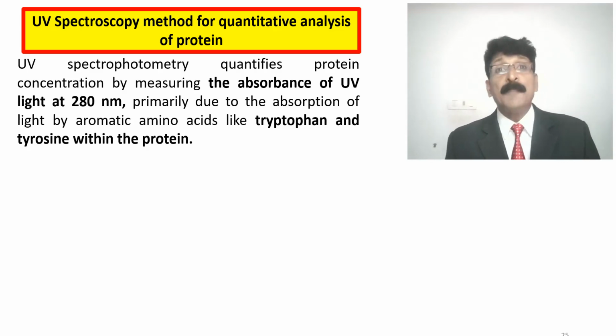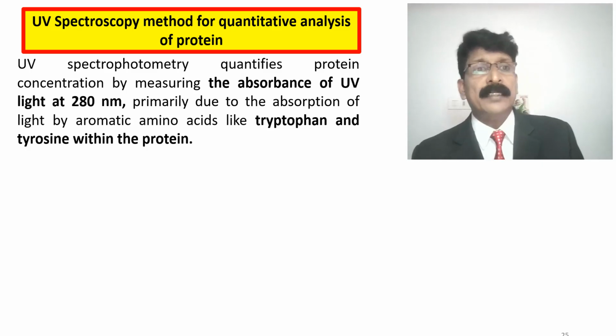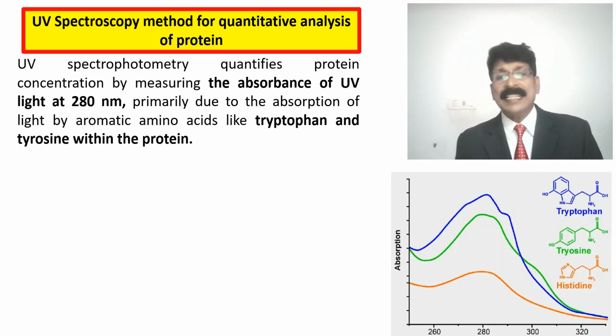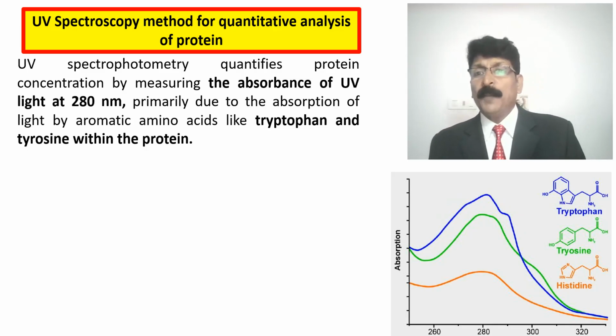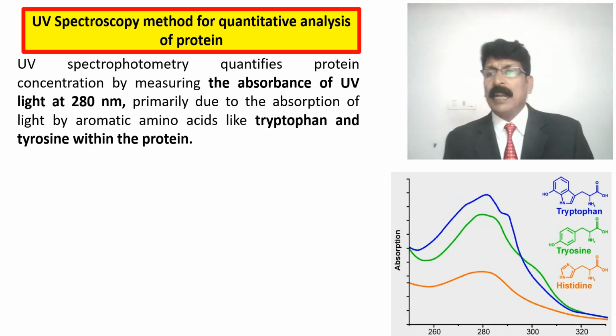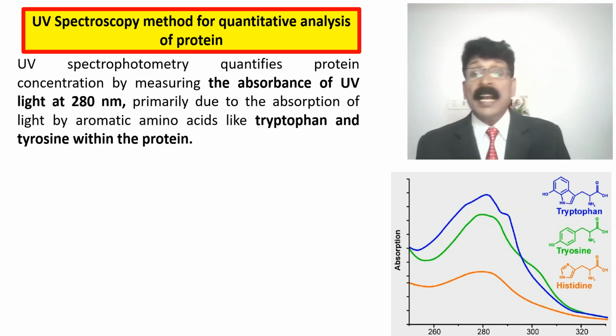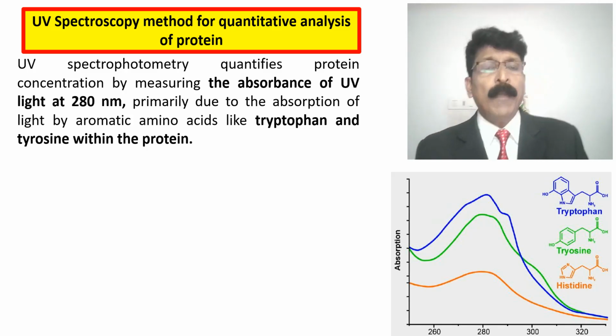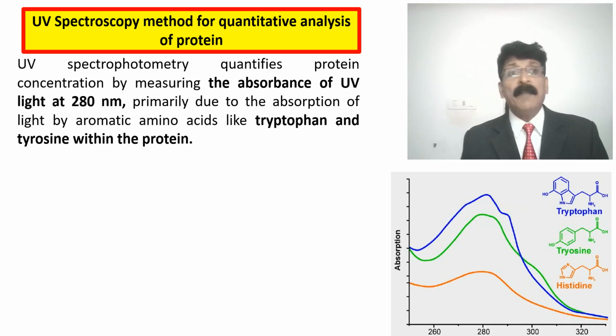This wavelength is specified by the lambda max, primarily due to the absorption of the light by aromatic amino acids like tryptophan and tyrosine within the protein. You can see the picture. The tryptophan, tyrosine, histidine, the lambda max, the blue color, green color and the orange color, you can see the peak of the tryptophan. They come at 280. Almost all the aromatic amino acids show the peak at 280 nanometer, taking absorption on the y-axis and the wavelength on the x-axis. You can see the lambda max by which you can find out.